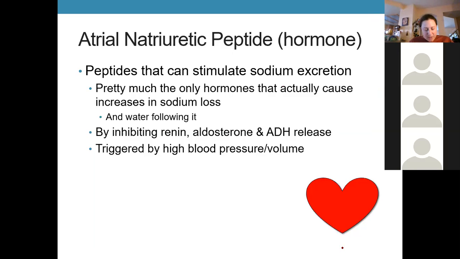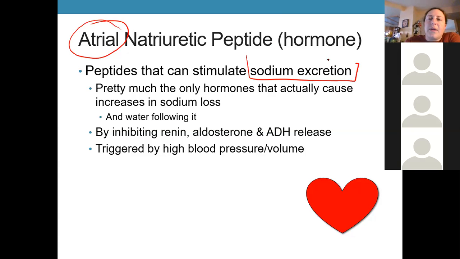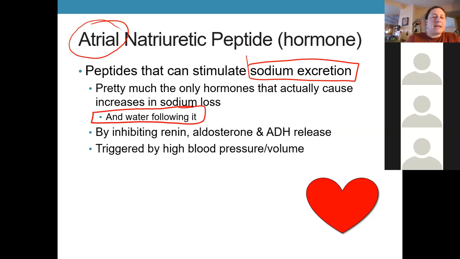The only hormone that actually acts in opposition to all of that is the natriuretic hormones or peptides. So atrial natriuretic peptide is the most common one. It's called that because it is produced by the atria of the heart, and it stimulates sodium excretion. So we actually lose more sodium, and therefore, because water follows, more water, and it does it because it basically just blocks everything we just talked about.